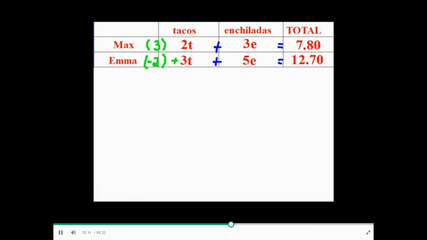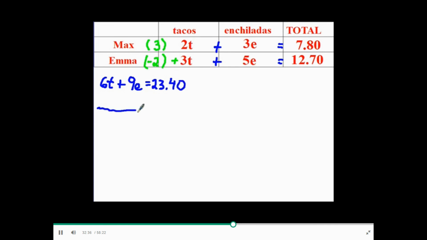Now I'm going to multiply that entire top line by 3. So every single term, the 2, the 3, and the 7.80, we're going to multiply those by 3. So that's going to give me 6t plus 3 times 3 is going to give me 9e. Next, 3 times $7.80 is going to be $23.40.